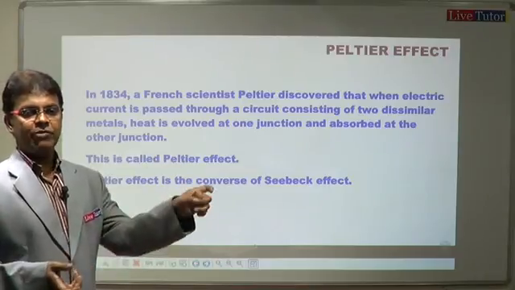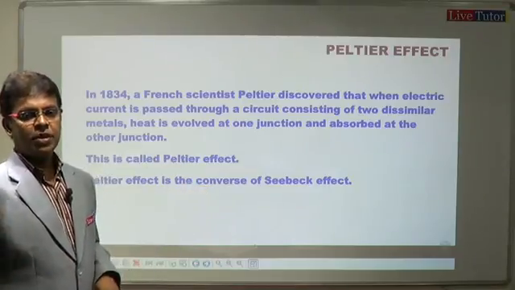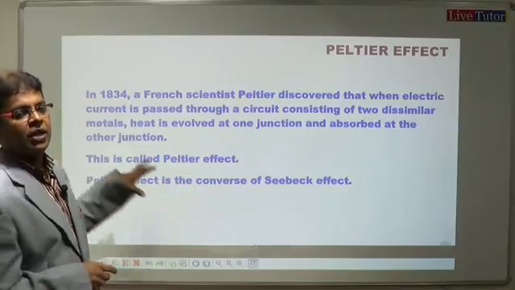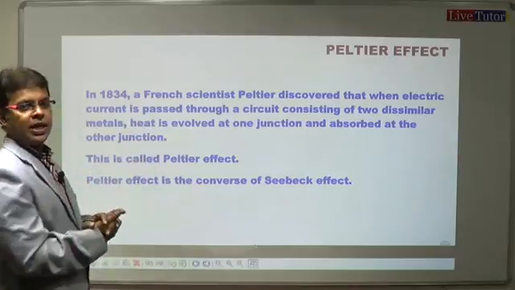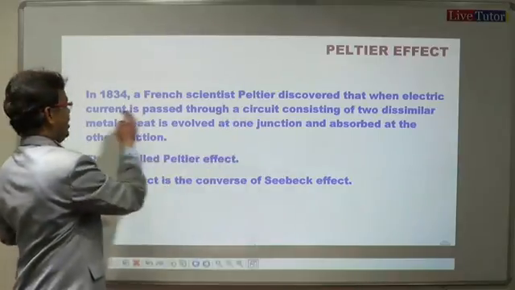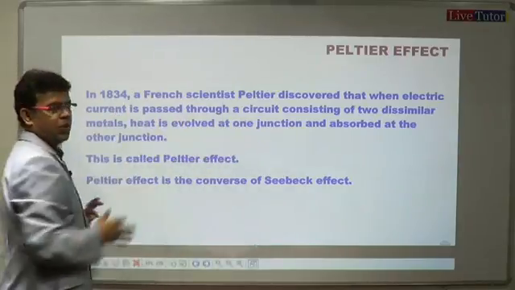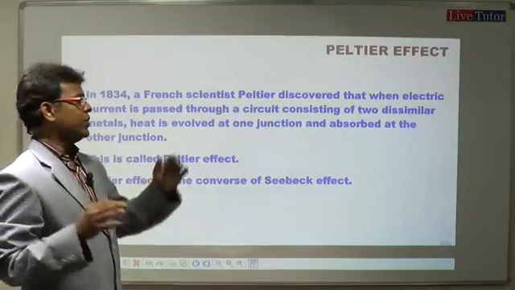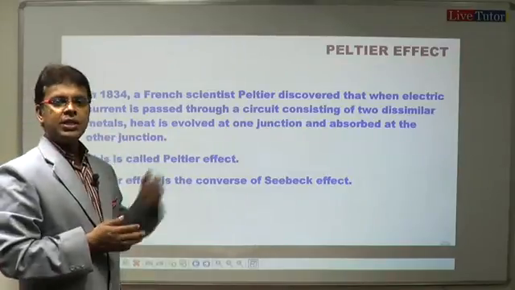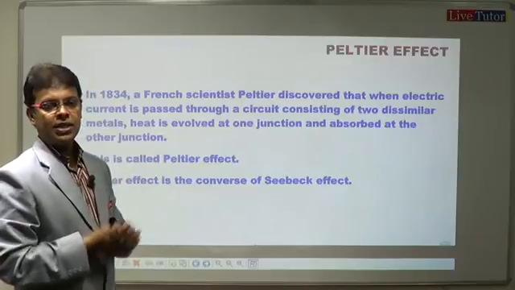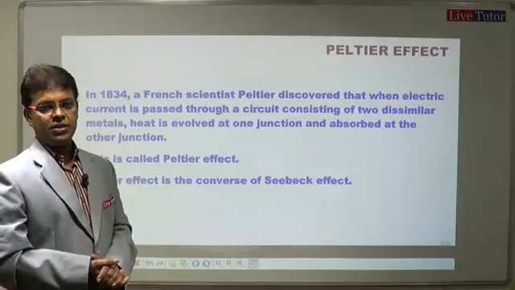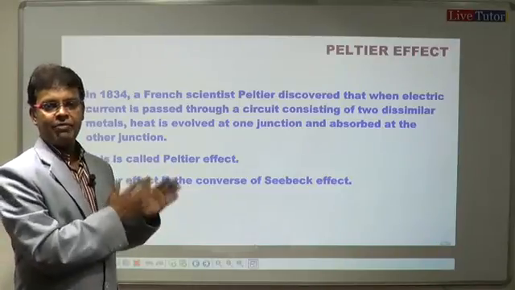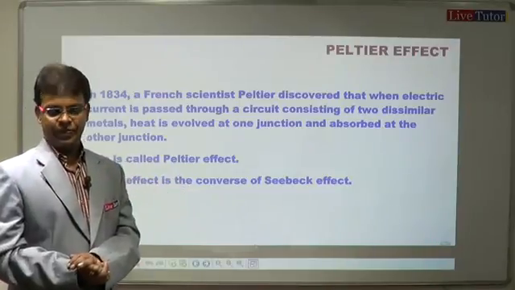That is, heat is evolved at one junction, heat is absorbed at the other junction. This is called a Peltier effect. So how to give the statement here? This is the statement. When electric current is passed through a circuit consisting of two dissimilar metals, heat is evolved at one junction and heat is absorbed at the other junction. This is called the Peltier effect. So very easy to remember. Seebeck effect தெரிஞ்சா என்ன பண்ணலாம்? Peltier effect easy எழுதலாம். Right?